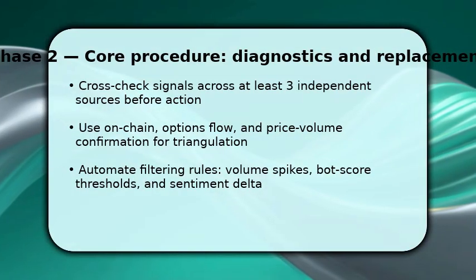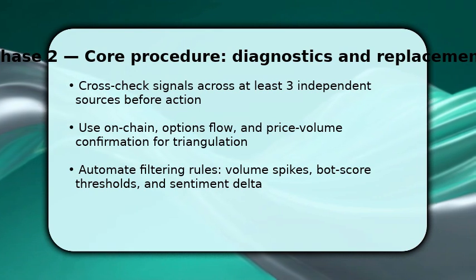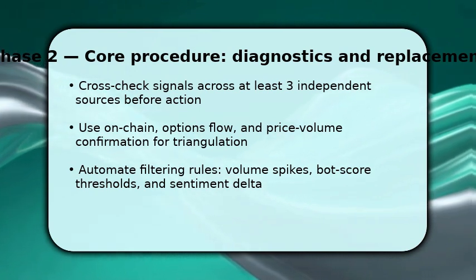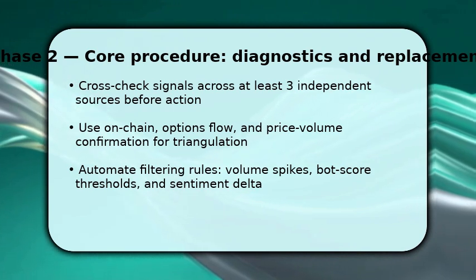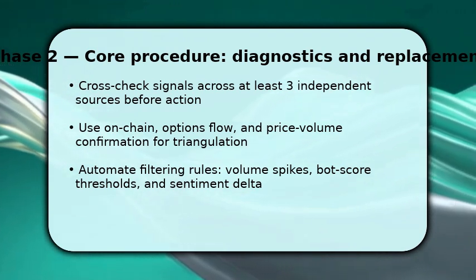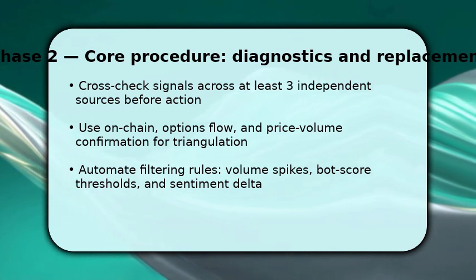You now validate signals before risking capital. First, cross-check each alert across at least 3 independent communities or data feeds to reduce false positives. Then triangulate with objective indicators, on-chain metrics, options flow, and price volume confirmation, so you're not trading hearsay.